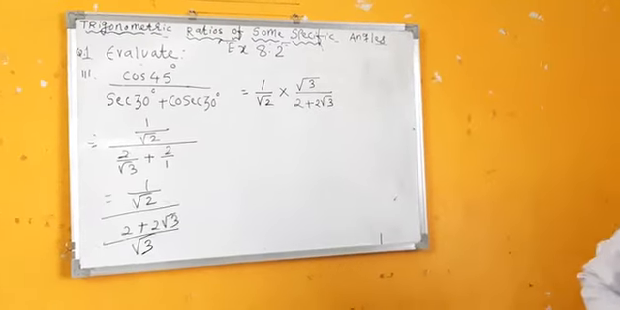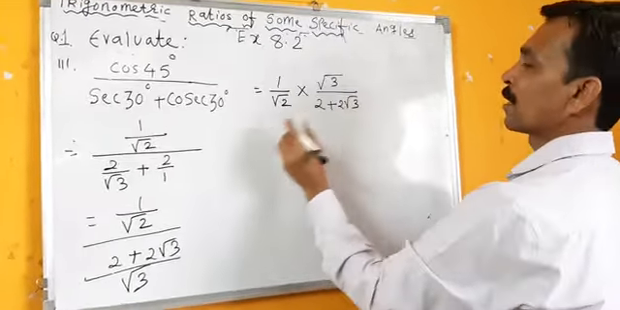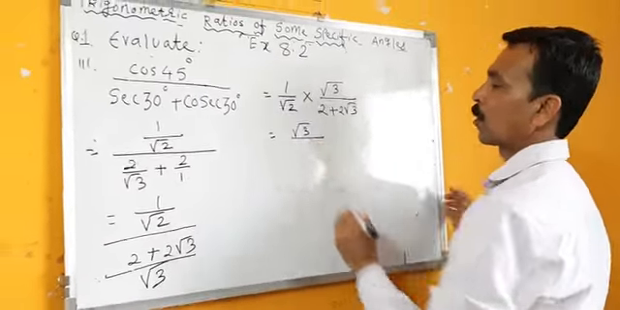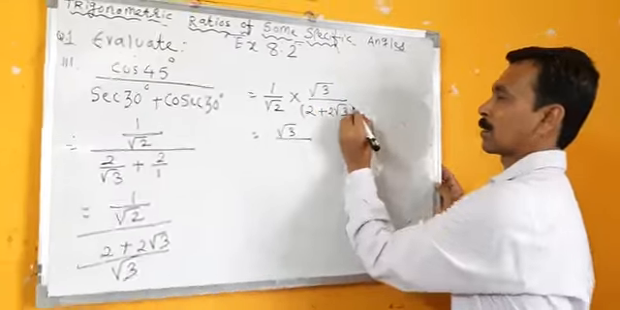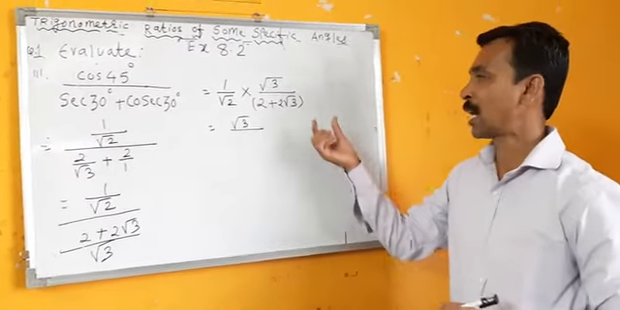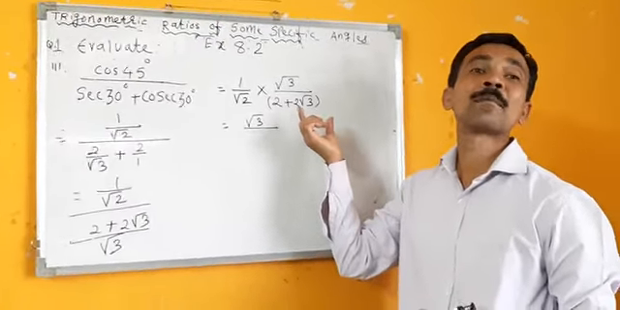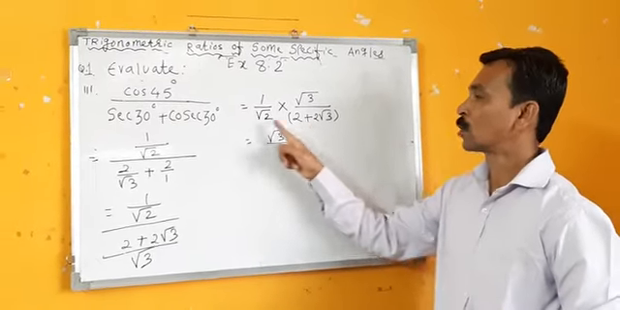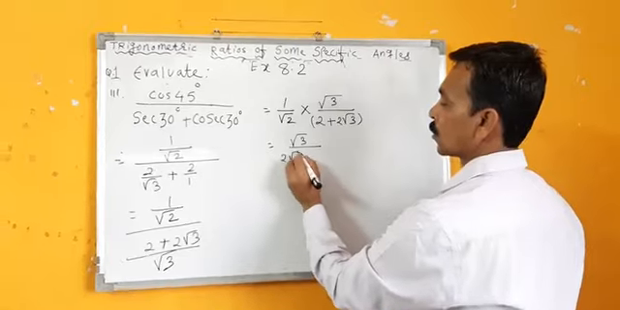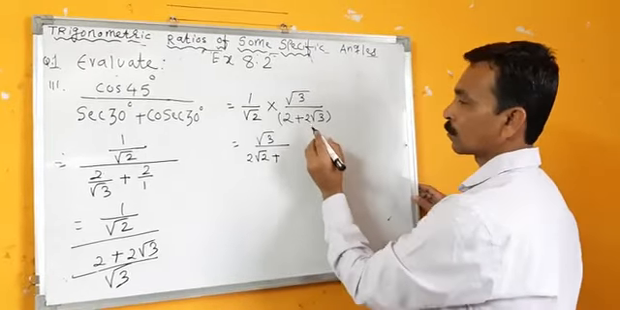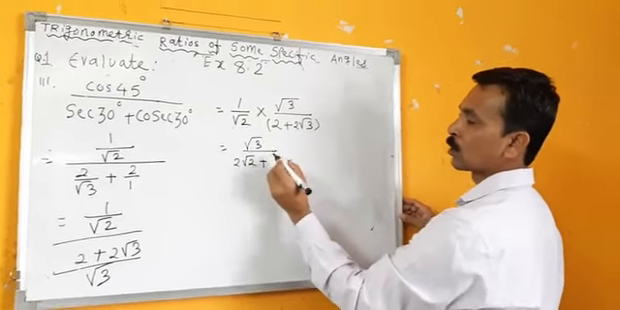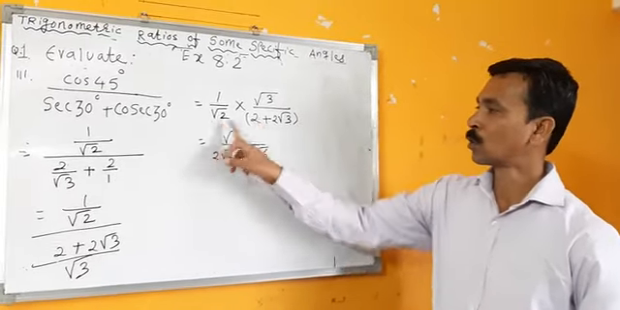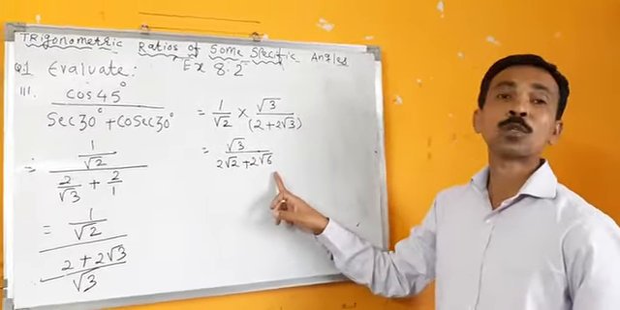Now, what we'll do? Multiply numerator with numerator. Root 3 ones are root 3 upon, take this in bracket. Why in bracket? Whenever you have two terms, please enclose them in the bracket. Now multiply denominator with denominator. 2 into root 2, 2 root 2 plus 2 root 3 into root 2, 2 root 6. Right? Root 2 into 2 root 3 is 2 root 6.